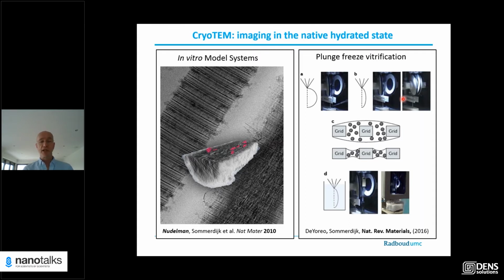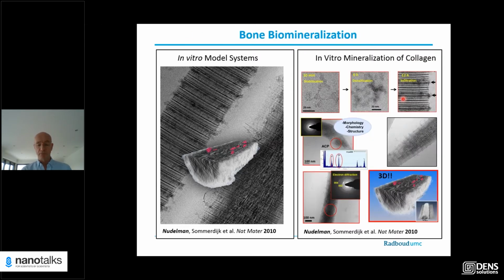Now, we have been studying collagen mineralization, trying to get to the molecular details of that process. And what you then see is that you find the smallest calcium phosphate particles, little clusters that come together and infiltrate the collagen. You can monitor that process, and apart from having information from TEM on the morphology, you can also combine that with structural information using electron diffraction, or even information on elemental composition using EDX. And if you want, you can even do that in 3D.